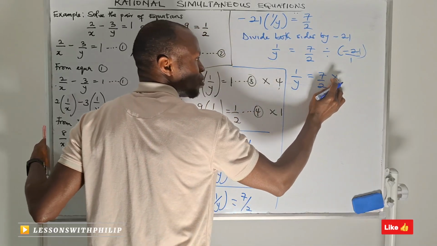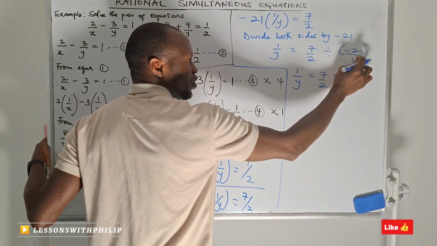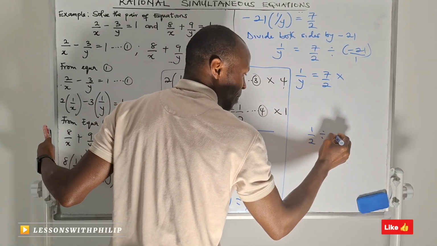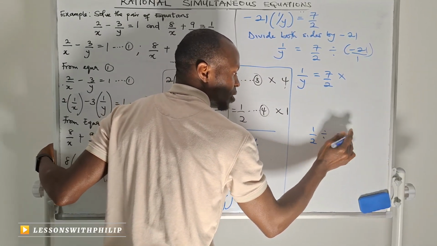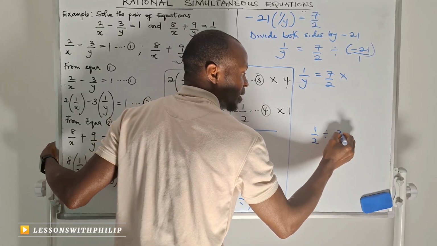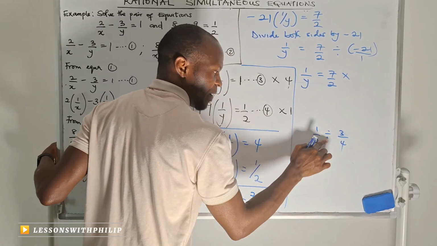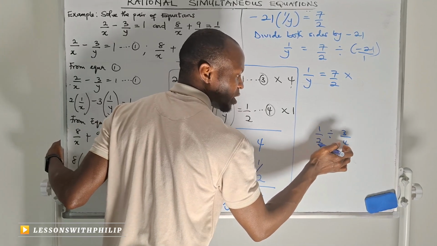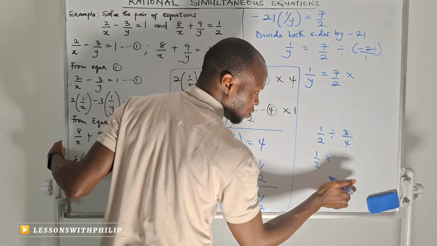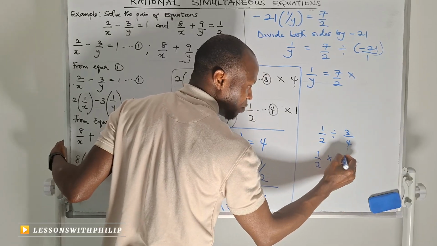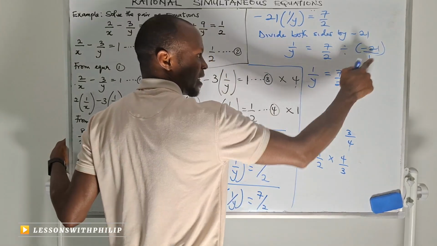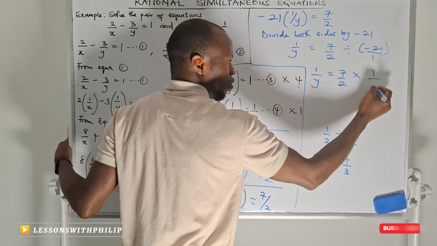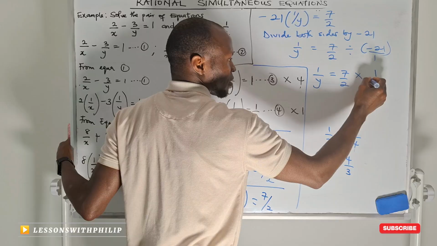So when you are changing this to multiplication, the denominator will come upward. So if I have 1 over 2 divided by, let's say, 3 over 4, for example, and I change this to multiplication, this denominator will come up, while the numerator will come down. So that will be multiplied by 4 over 3. And that is what I'm doing here. So the 1 will come up and the numerator will come down. But don't forget the minus.